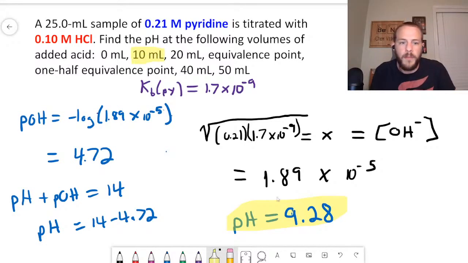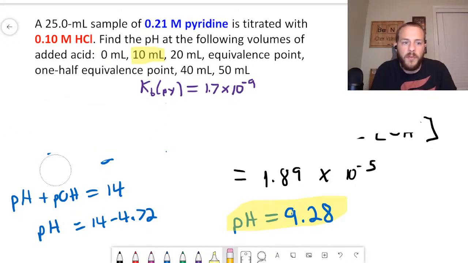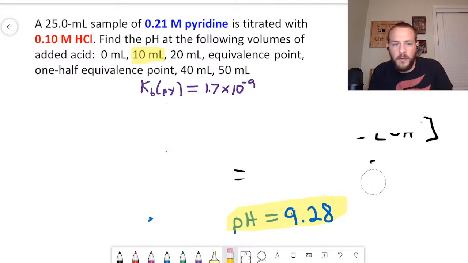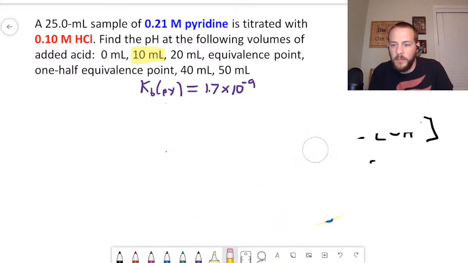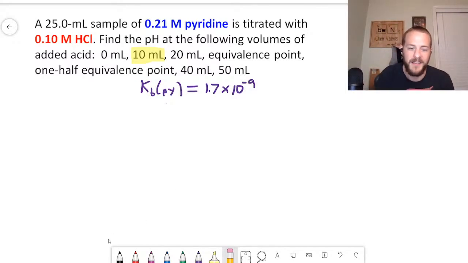Okay, so now what we're going to do is move on and talk about 10 milliliters. So what is the pH on adding 10 milliliters of 0.10 molar hydrochloric acid to a 25 milliliter sample of 0.21 molar pyridine? That is a mouthful. I'm going to have no voice by the end of this thing.